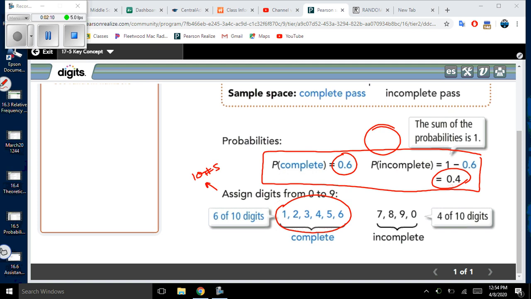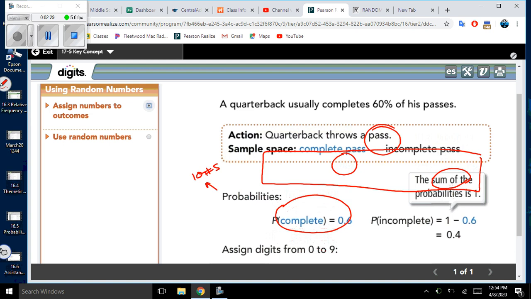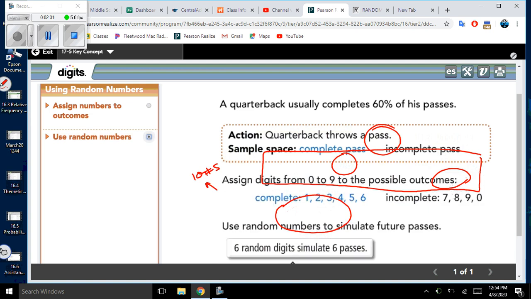Is this the only way you could have set it up? No. You could have said, hey, I'm going to use 100 numbers, and I'm going to let 1 through 60 represent a complete pass, and I'm going to let 61 through 100, or 61 through 99 plus 0, represent incomplete passes. We would then use random numbers to simulate it.